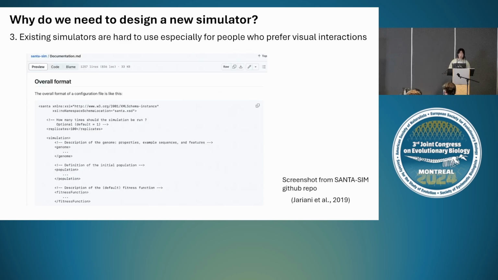And the third reason is that a lot of existing simulators are really hard to use, especially for people who prefer visual interactions. Here I'm showing a screenshot from another very cool simulator called Centasim. You can see that to incorporate evolutionary compartments, you have to write your own code, write your own operator, which is kind of intimidating for people who do not want to write code.